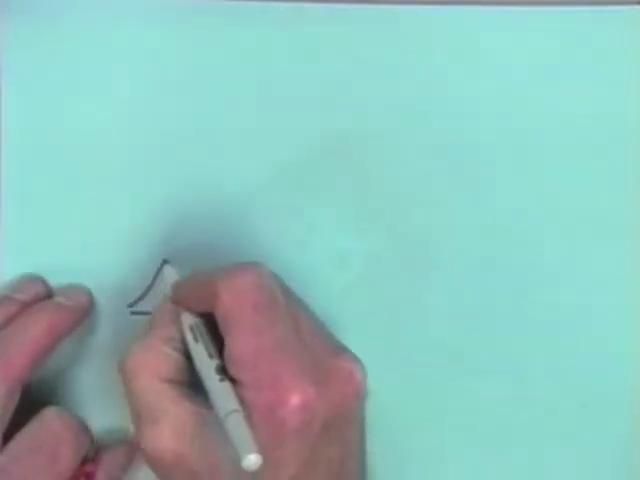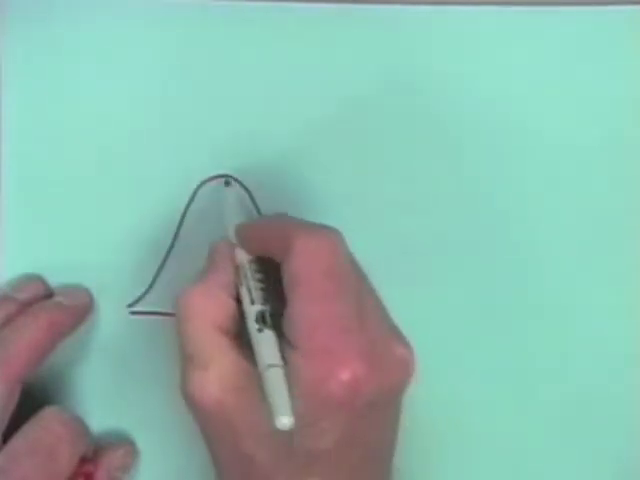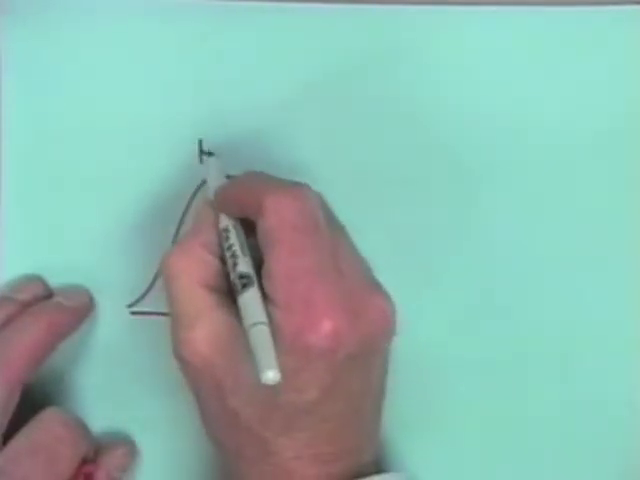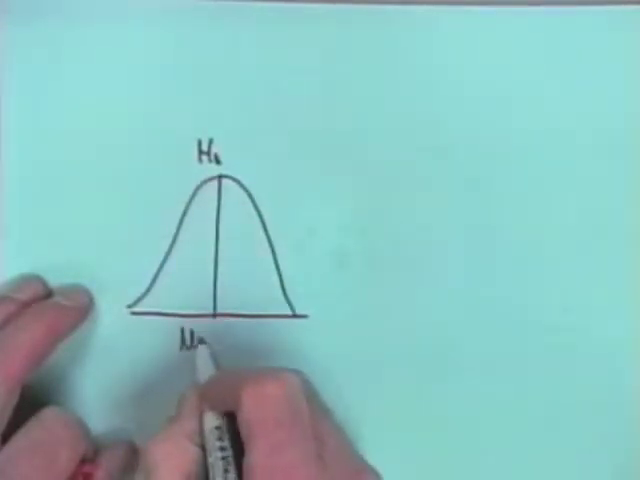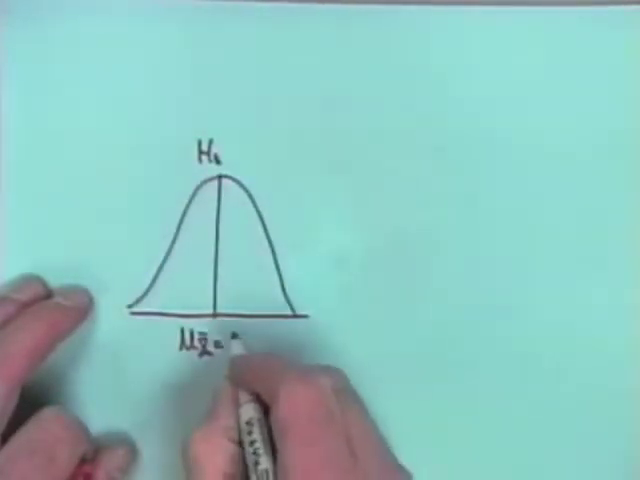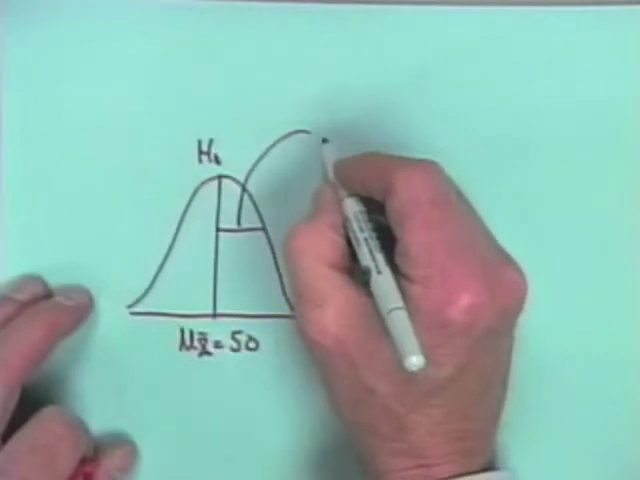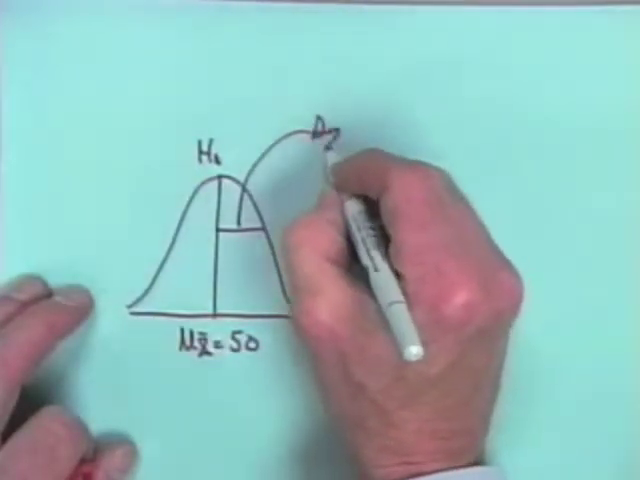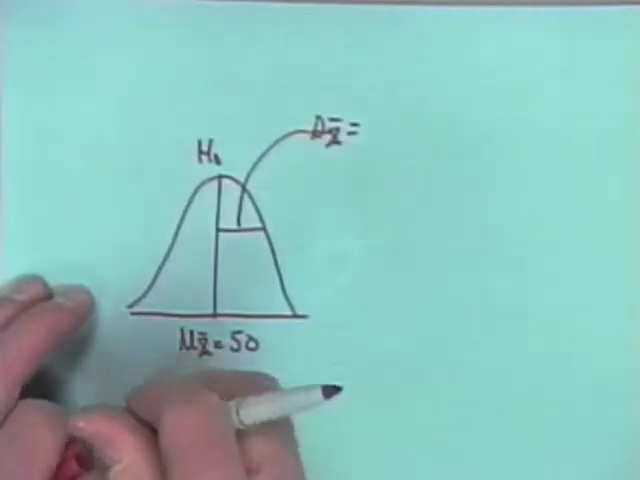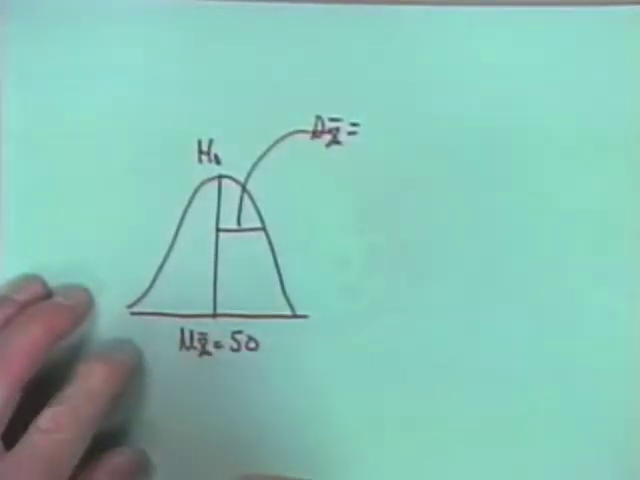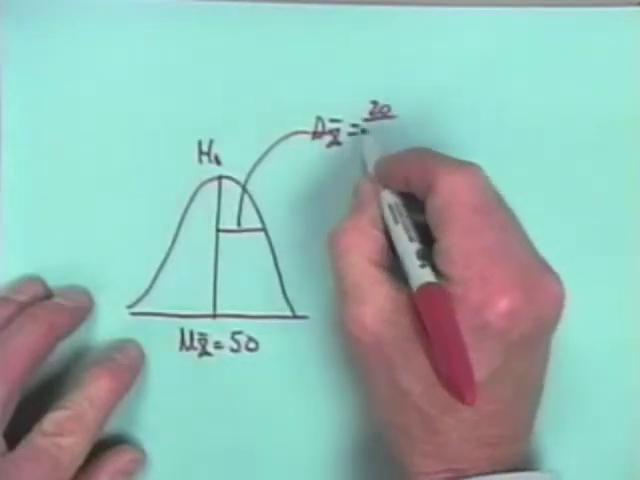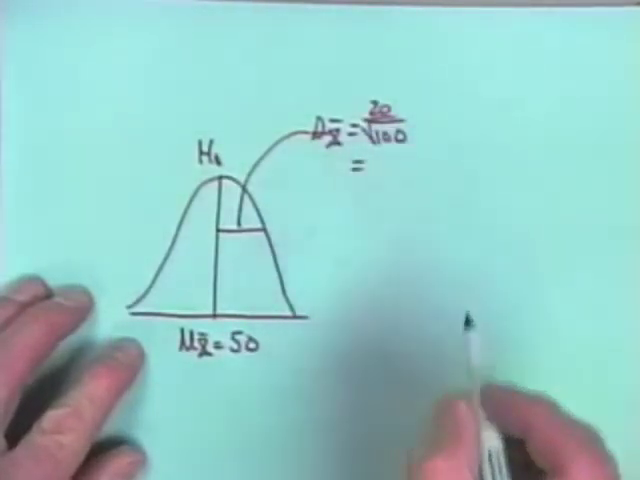We're going to start with the hypothesized distribution. So this is H0. Mean of the means is equal to 50. The standard error of the mean, I'm going to stick this up here so it's out of the way of the other one. Standard error of the mean is equal to 20 divided by the square root of 100. Or it's equal to 2.